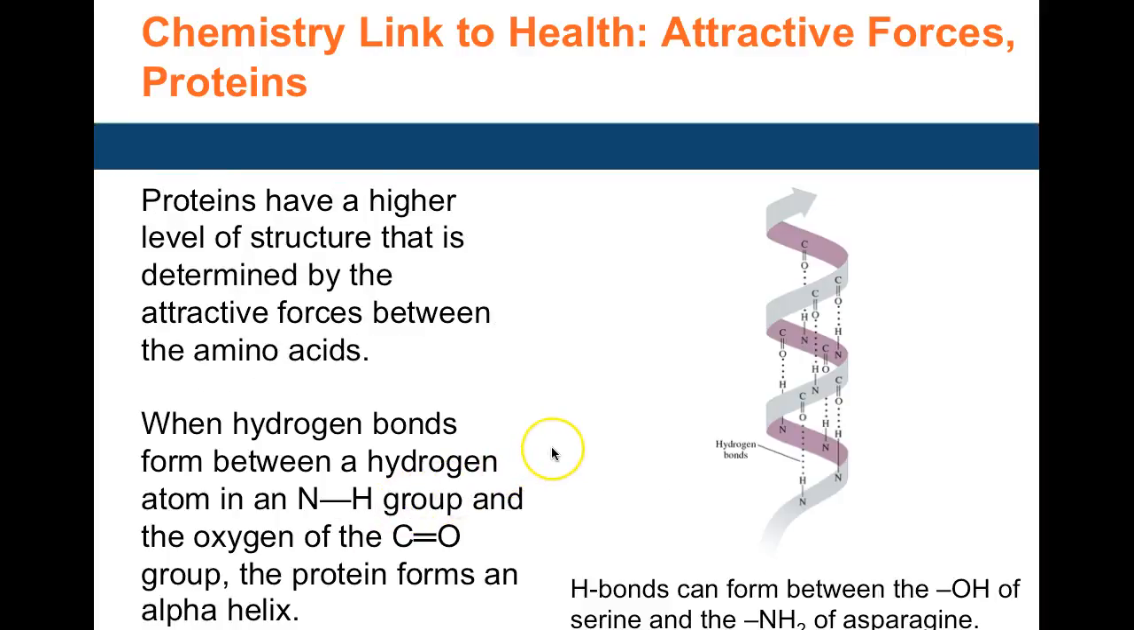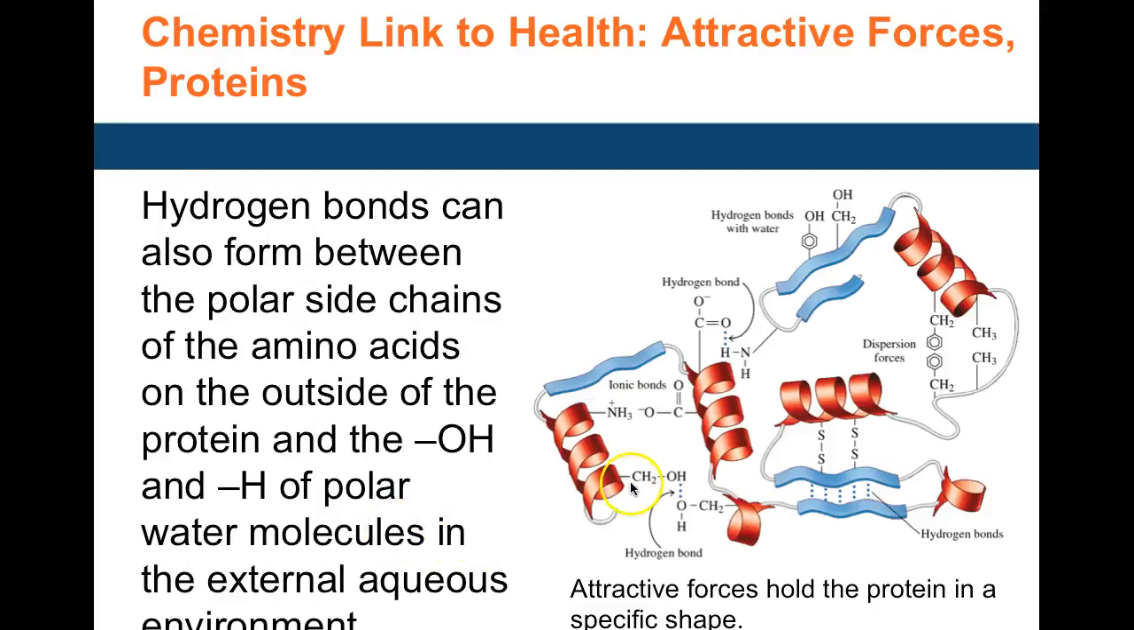Now, proteins have different levels of structure. This is called the secondary structure of protein, and one of the most important interactions here is the hydrogen bond interactions between the CO of an amino acid and the NH of a different amino acid. This helical structure is held together by these hydrogen bond interactions. Hydrogen bonds can even form between the R groups, the side chains, and also with the water surrounding the protein environment, and so on.